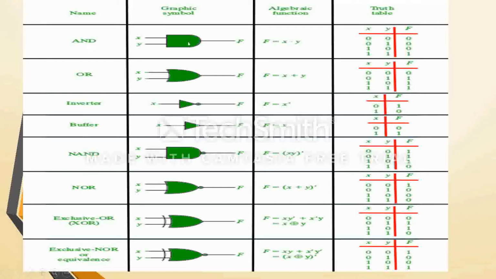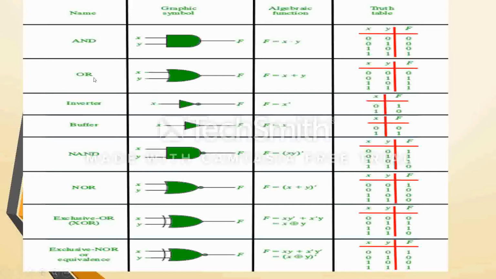So what is AND gate? You can see the graphic symbol of AND gate. It has 2 inputs. More than 2 inputs you can give, but only one output. So how do we represent the algebraic function of that? F is equal to x dot y, that is, it is equivalent to the multiplication function. The truth table says that whenever both the inputs are high, then only the output is high. In rest of the other cases, the output is low.